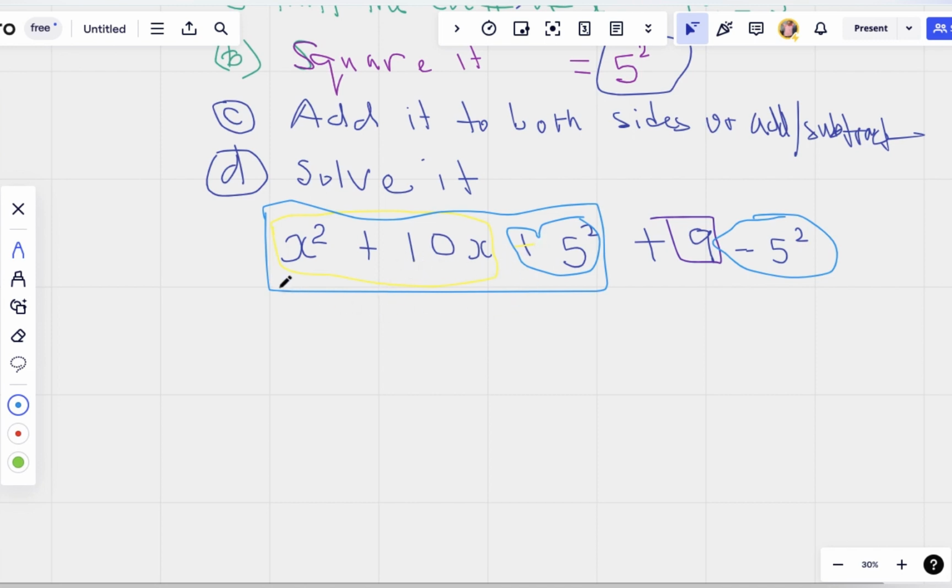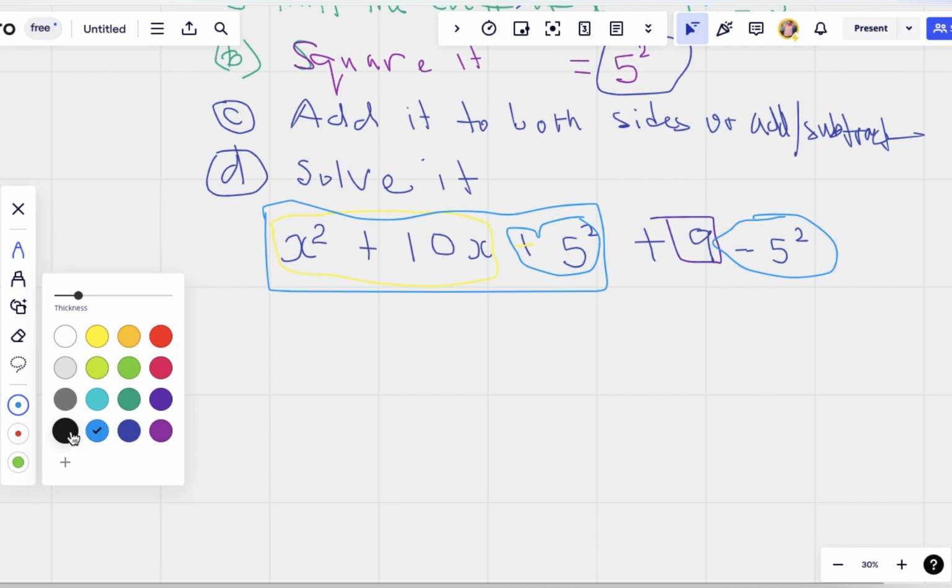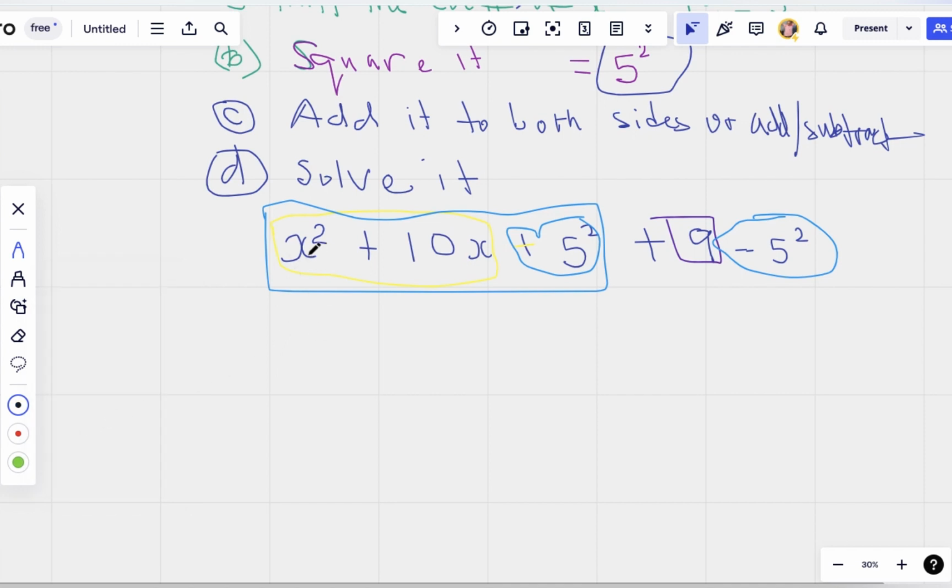To factorize this, the short way of factorizing this kind of perfect square is to take x, whatever sign is here. If it's minus, you write minus. If it's plus, you write plus. So you write this plus. Then you take this number, 5. Then you bracket both of them. I'm showing you the short way to factorize. Because this one is square and this one is square, you bracket both of them and square them together.